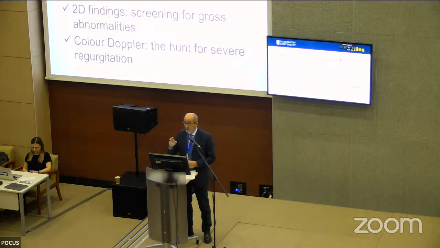There are basically two different approaches. With the two-dimensional imaging, we will look for the gross abnormalities. And with the color Doppler, we will look to the definition of severe regurgitation.